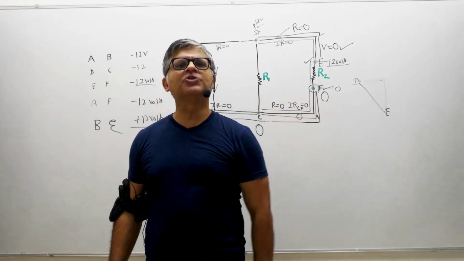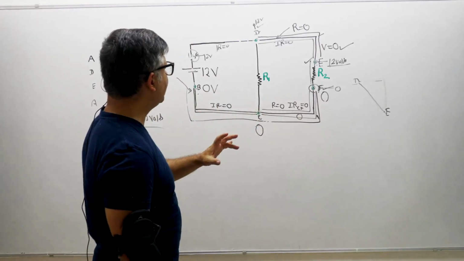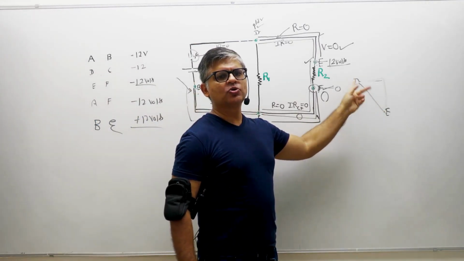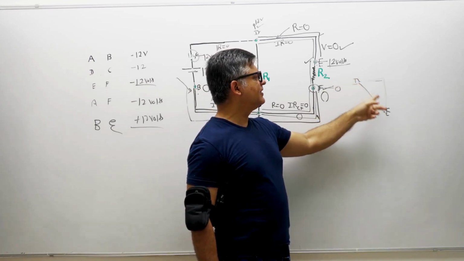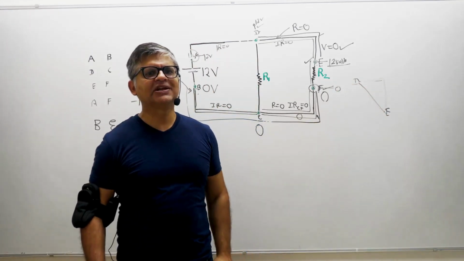You will see certain questions coming in entrance examinations where in a circuit, this type of wire is there, right? This is going to do a short circuit, okay? The potential between these two points is zero. There is no potential difference.